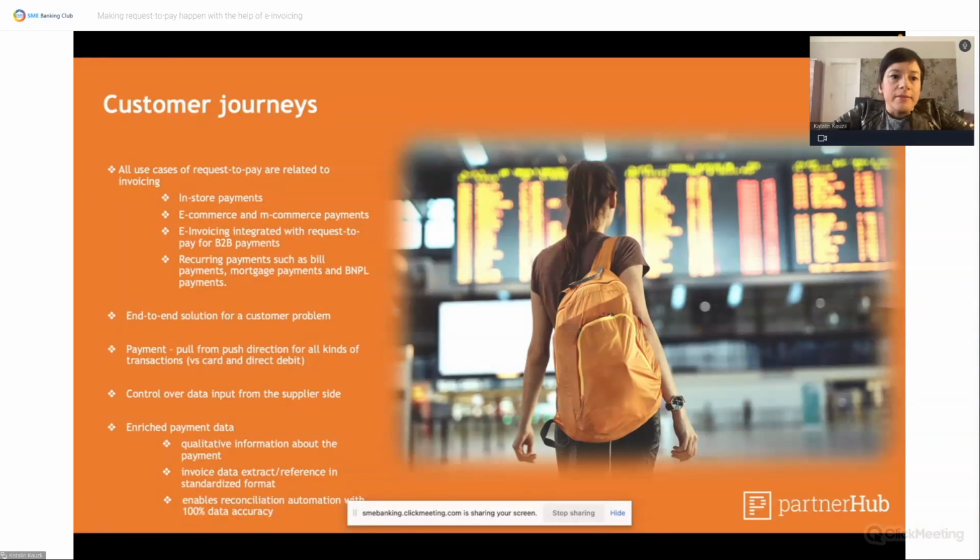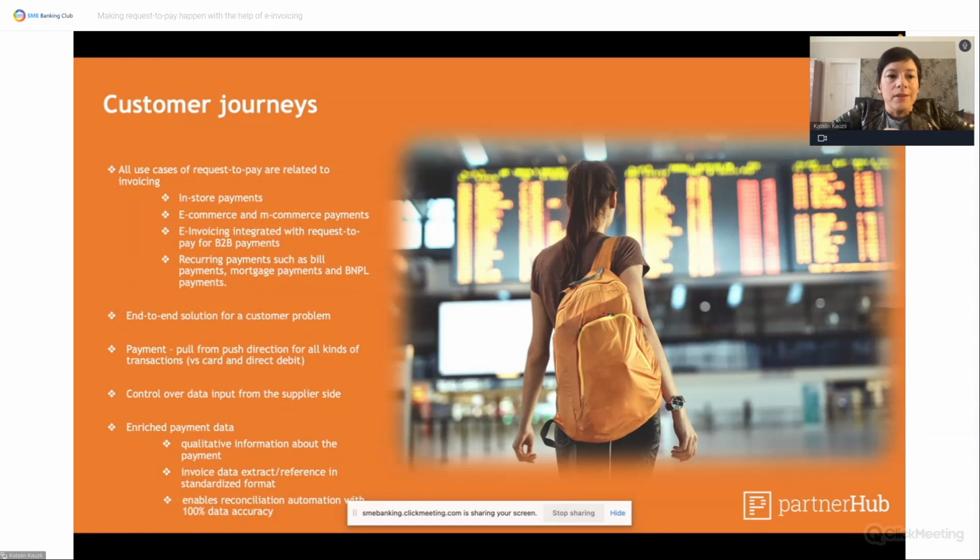And the other thing that is important to mention is that request to pay in itself will not solve the customer's problem. The customer's problem is that they want an end-to-end solution. They want to get paid by someone, and they want to have integrated data about all the transactions. So just simply sending a request to pay message or receiving one will be good.